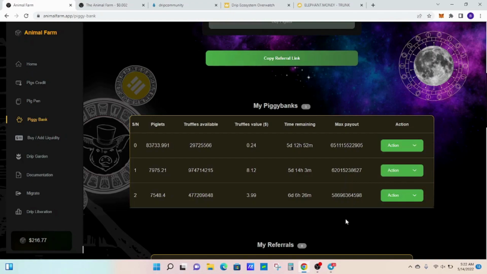A lot of ways to make money, guys. Like I said, the piggy bank is printing, I'm fully bullish on the animal farm, and I'm bullish on the garden. I think we're going to start seeing things turn around here.